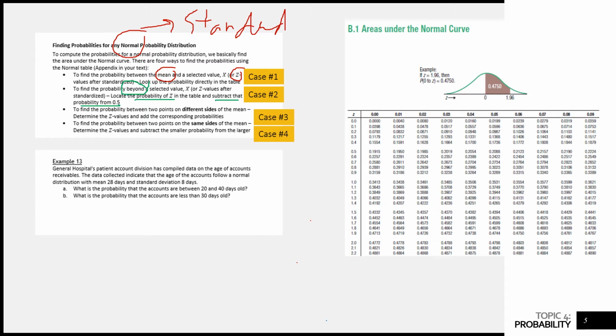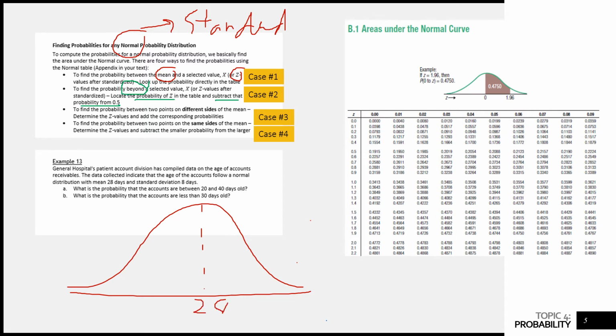The data collected indicate that the age of the accounts follow a normal distribution with a mean of 28 days and standard deviation of 8. So you are given the two most important pieces of information for any normal distribution, which is the mean and the standard deviation. Maybe you can start by sketching. So you have a normal distribution. The mean is 28.